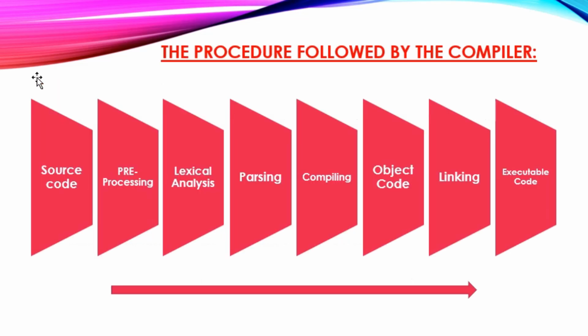There is a procedure or a sequence of steps that a compiler must follow. These steps include, we have the source code, then the pre-processing stage, the lexical analysis stage, the parsing stage, then the compiling stage, then the stage of converting the source code to the object code. We then have the linking process and then conversion to executable code. Let's see each of these steps in detail.